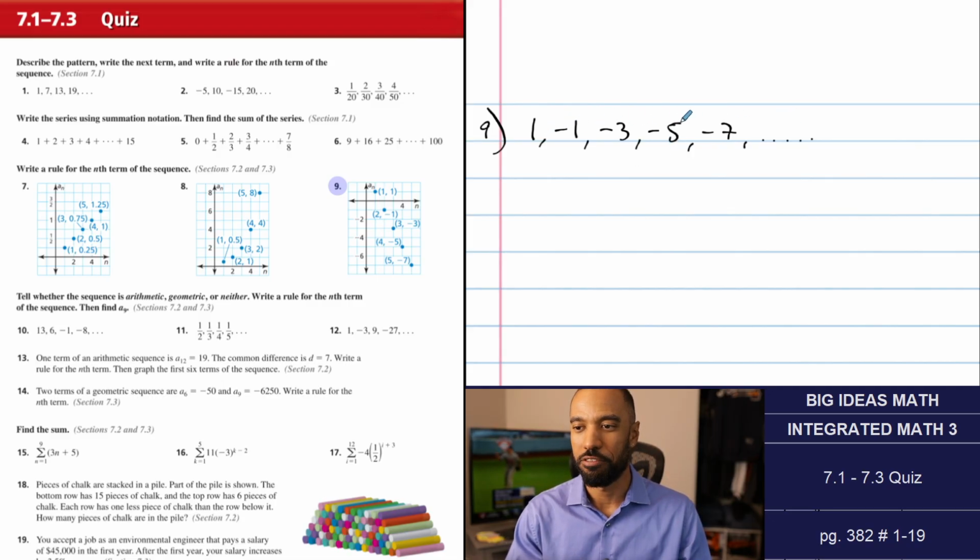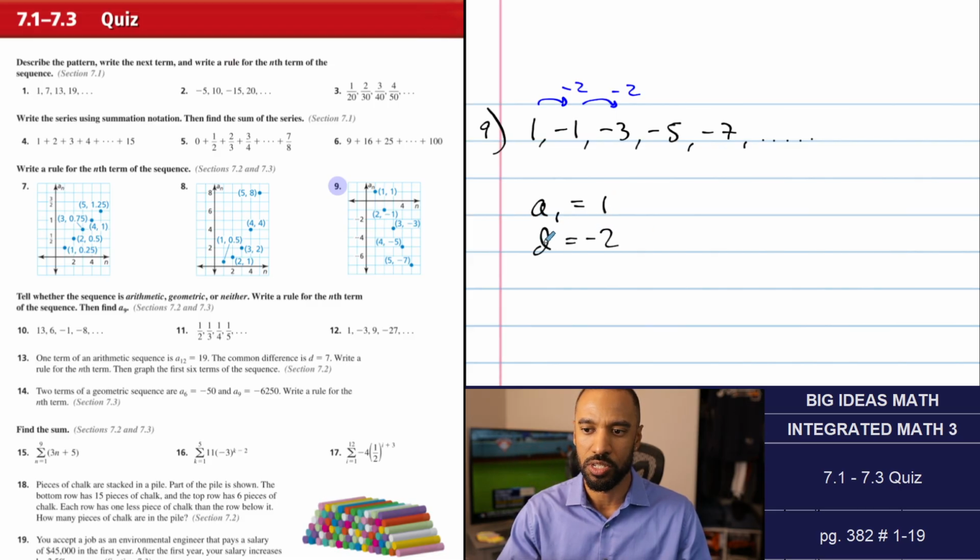So on this one, a common difference of -2, which means an arithmetic sequence there again as well. I didn't write these out before. I should be writing them out. The first term is 1. The common difference is -2. It's an arithmetic sequence. So we're going to say a sub n equals 1 minus 2 times the quantity n minus 1.